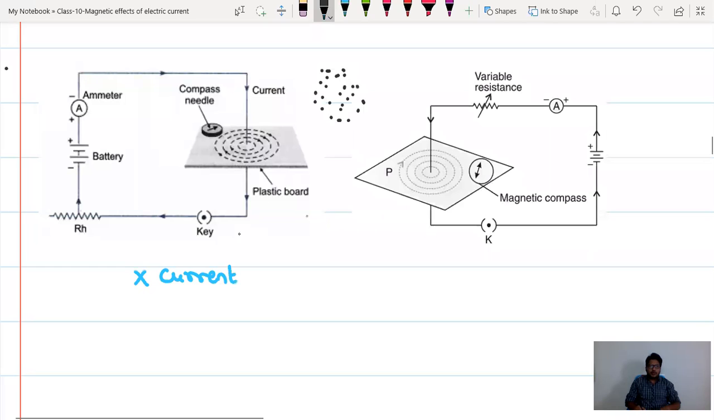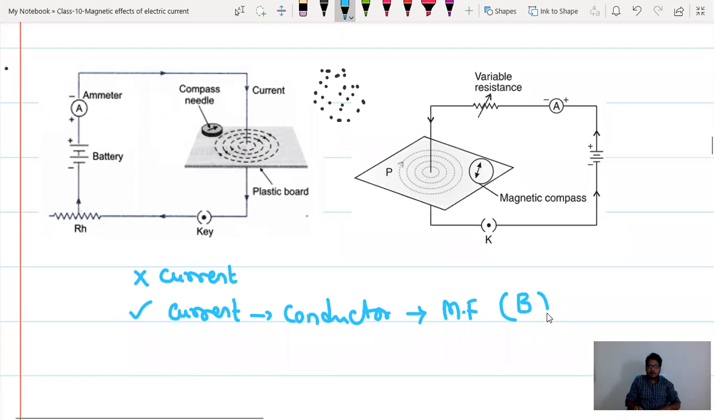Now, if you switch on, you are passing some amount of current through the conductor. Whenever you pass current through a conductor, automatically some field is produced, that is the magnetic field. Magnetic field is represented with the capital letter B. Please remember that. From now onwards, current I will go with I, and magnetic field I will go with B.